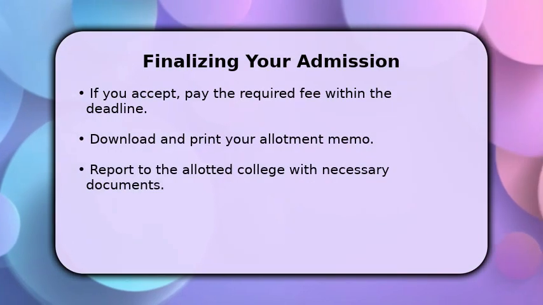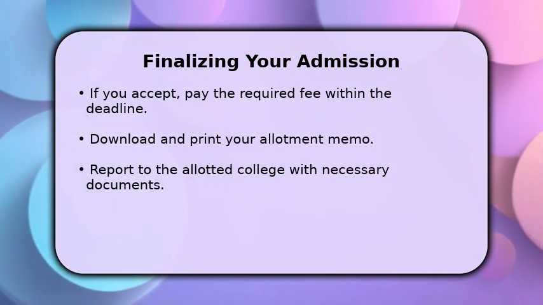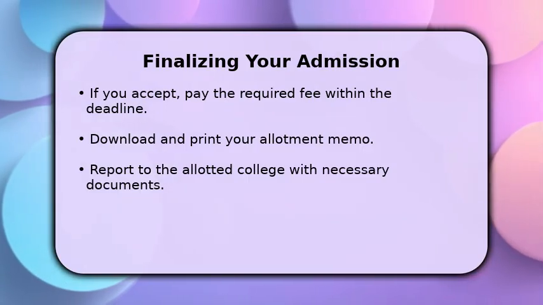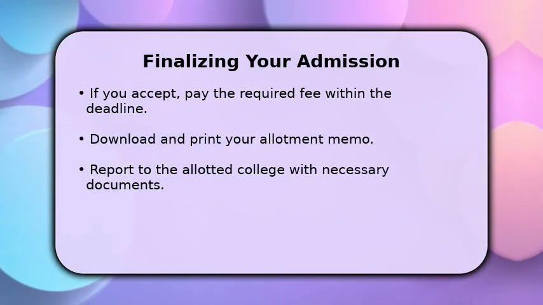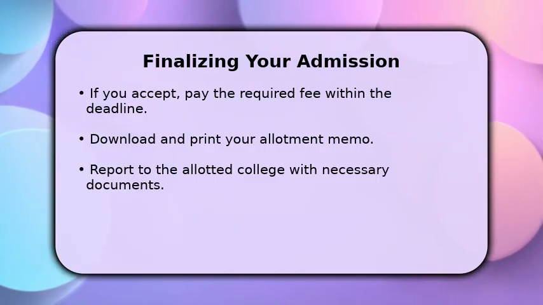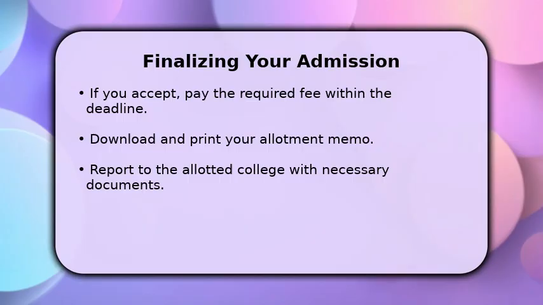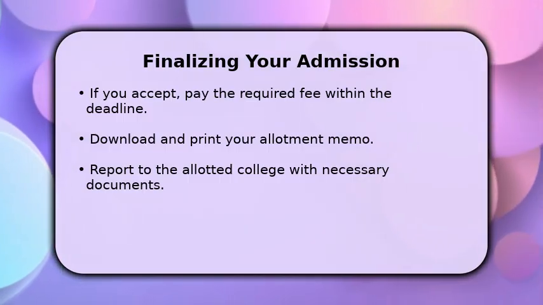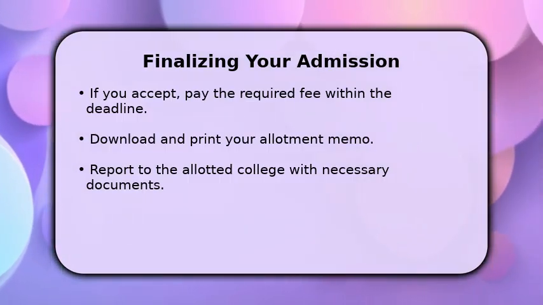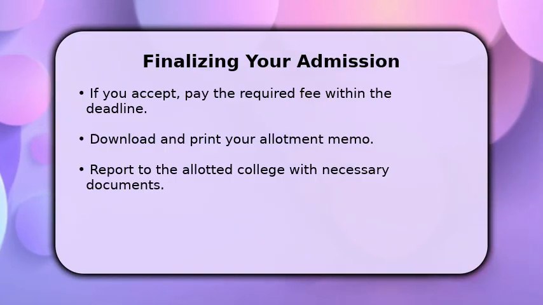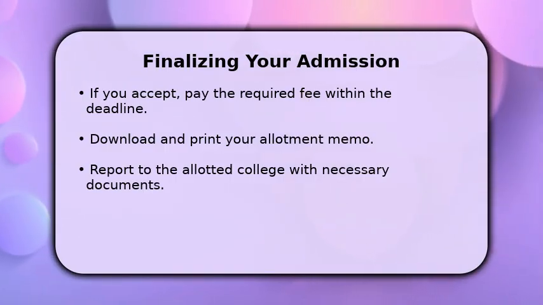If you decide to accept your allotment, the next critical step is to pay the prescribed fee before the specified deadline. Following payment, download and print your official allotment memo, as this is a vital document. Finally, report to your allotted college with all required original documents and their photocopies to complete the admission formalities, ensuring a smooth enrollment process.